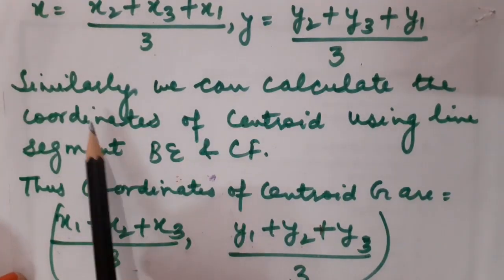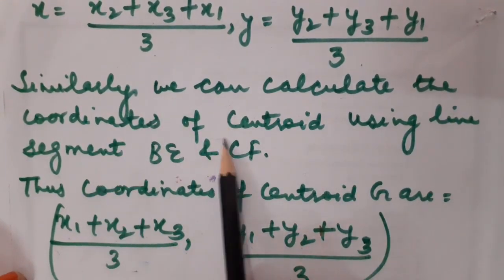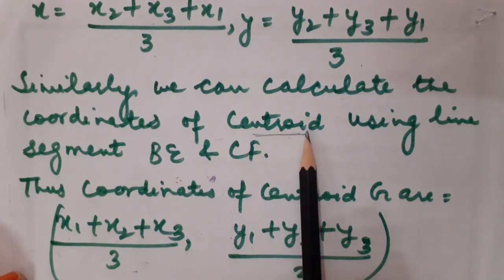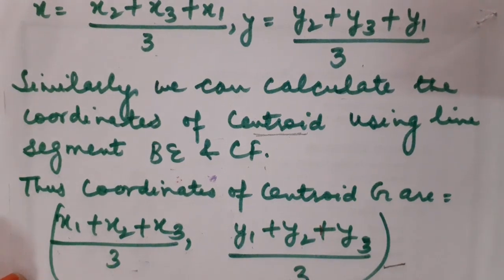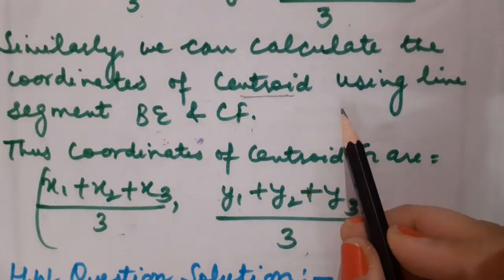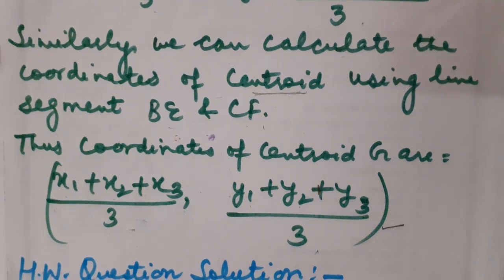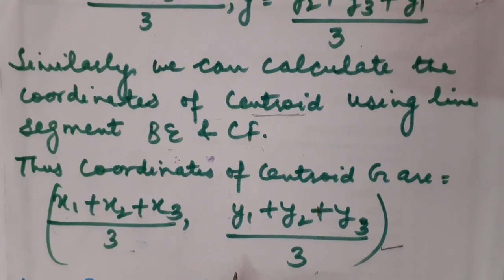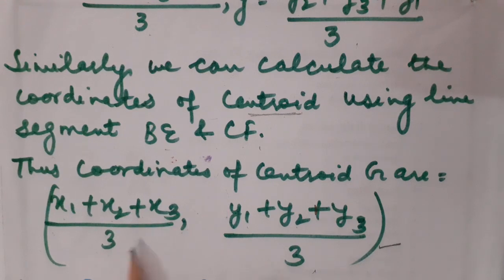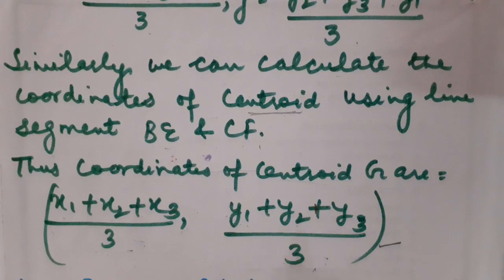That's why I have written it over here. Similarly, we can calculate the coordinates of the centroid G using the line segments BE as well as CF. Fine. So how to learn this formula? Whenever you have a triangle whose three vertices are (x1, y1), (x2, y2) and (x3, y3), you just add all the abscissas and divide by 3, then add all the ordinates and divide by 3. You will then know the coordinates of the centroid.